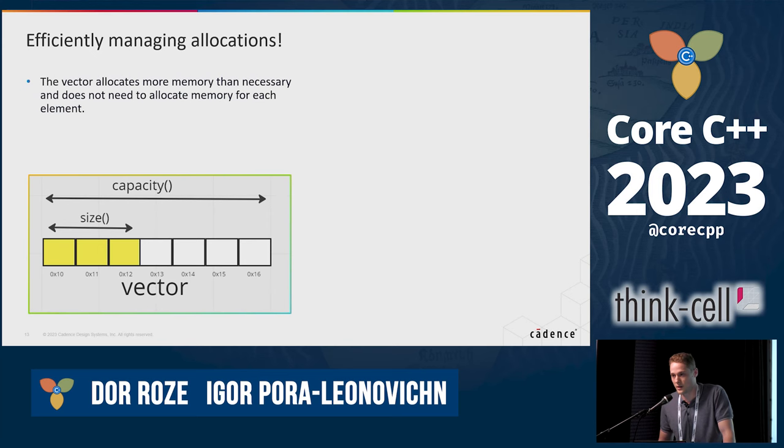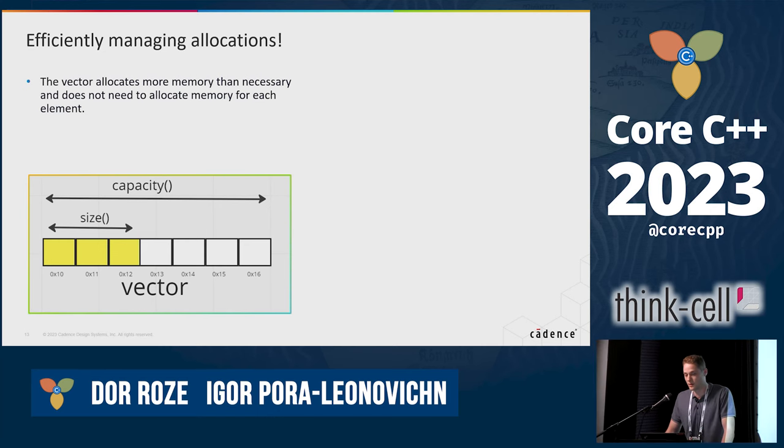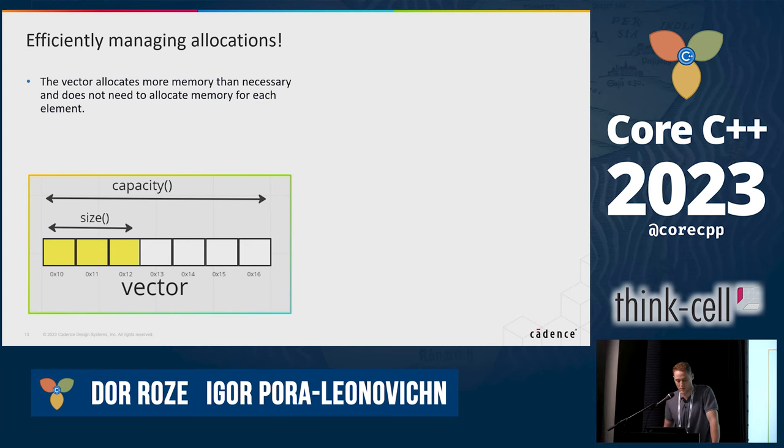Yeah, but once you access the element, the area is already cached in memory, so that's what leads to better performance in this case, and not the fact that you have to allocate an additional node in the list. We're going to talk about allocating more memory in a vector, how it is done. Another advantage the vector has is efficiently managing allocation.